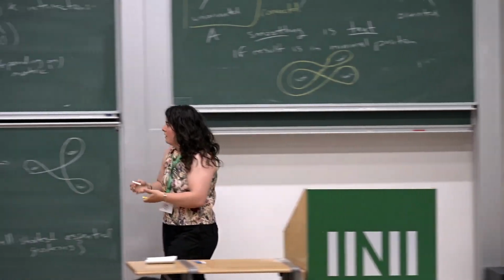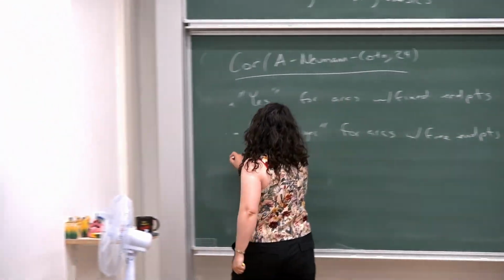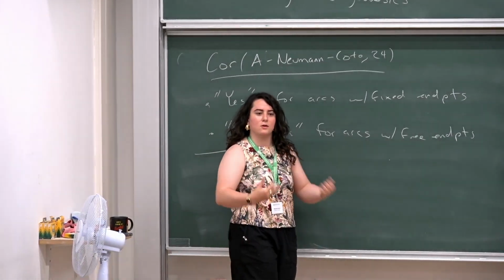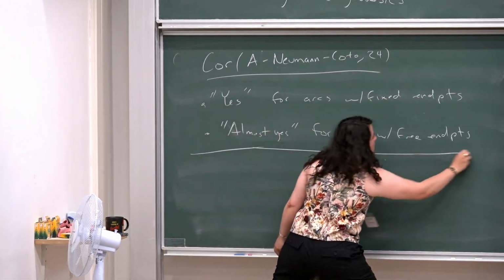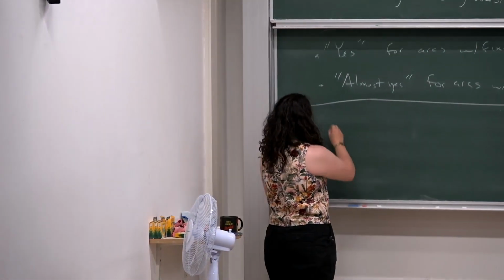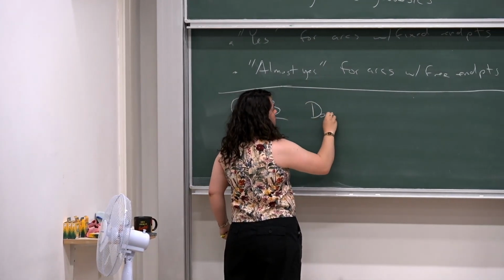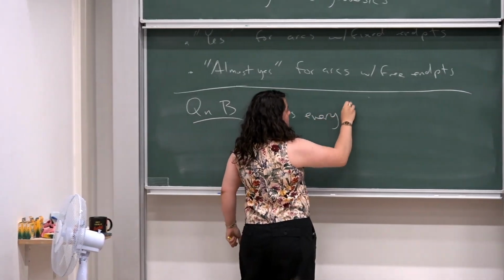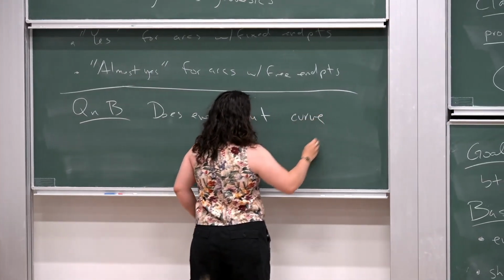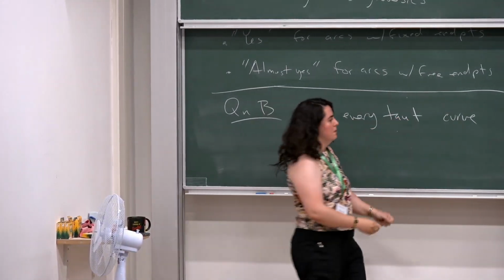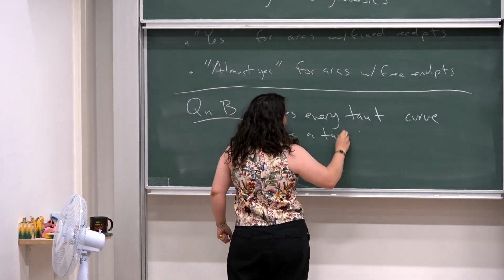So what is the question now? The question is, does every taut curve have a taut smoothing? Oh, sorry, I think I never defined a taut curve. A taut curve is a curve with minimal self-intersections. So that's the question: does every taut curve, a minimally self-intersecting curve, have a taut smoothing?